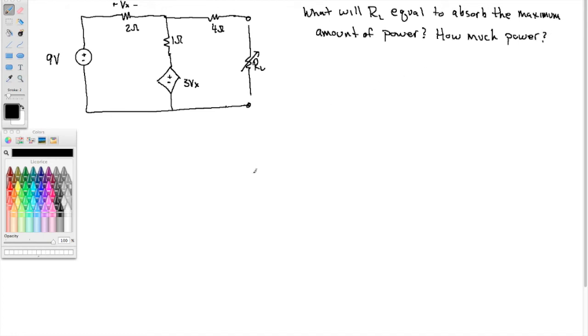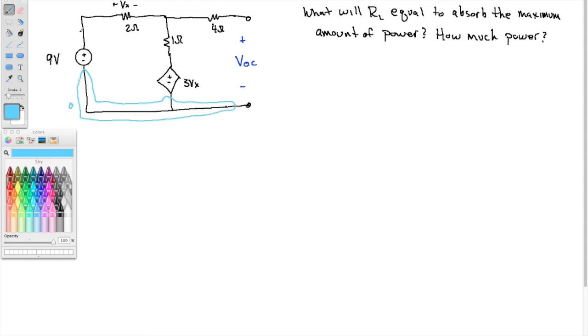Alright. So again, we need to find the Thevenin or the Norton equivalent circuit. As this has a dependent source, we have to find the open circuit voltage and the short circuit current. So we'll start with the open circuit voltage. So I'll remove the load. So there's my open circuit. And here's the open circuit voltage.